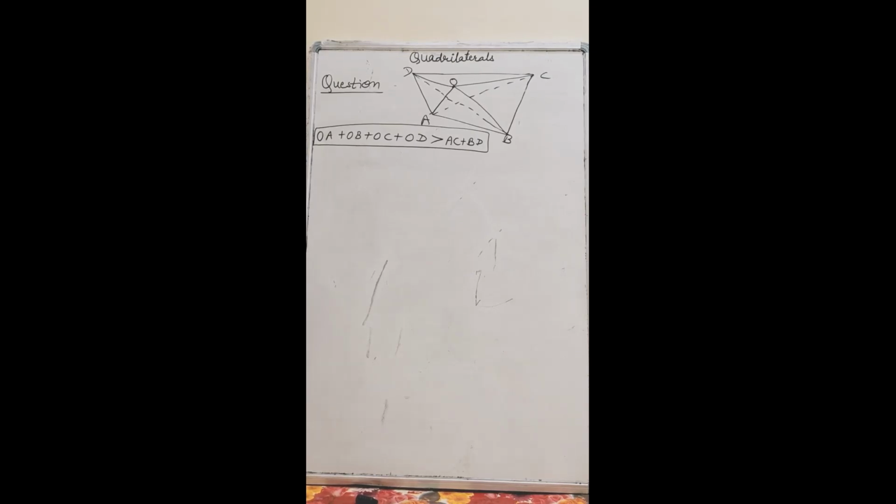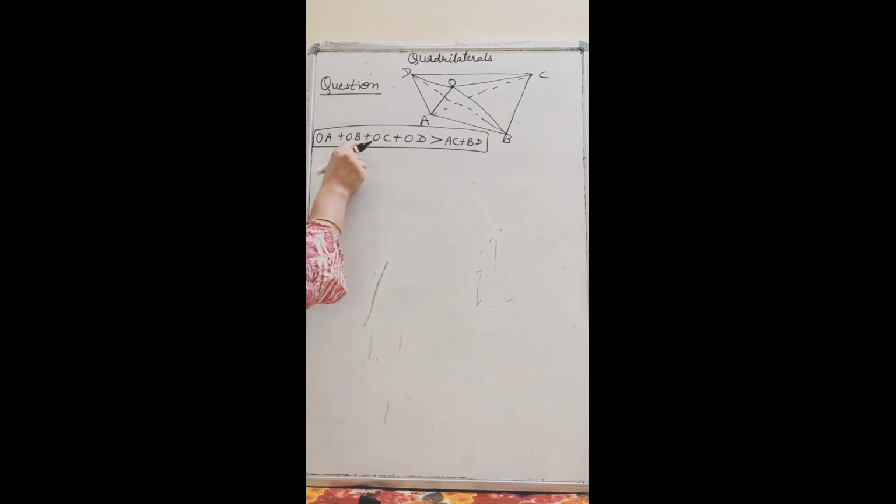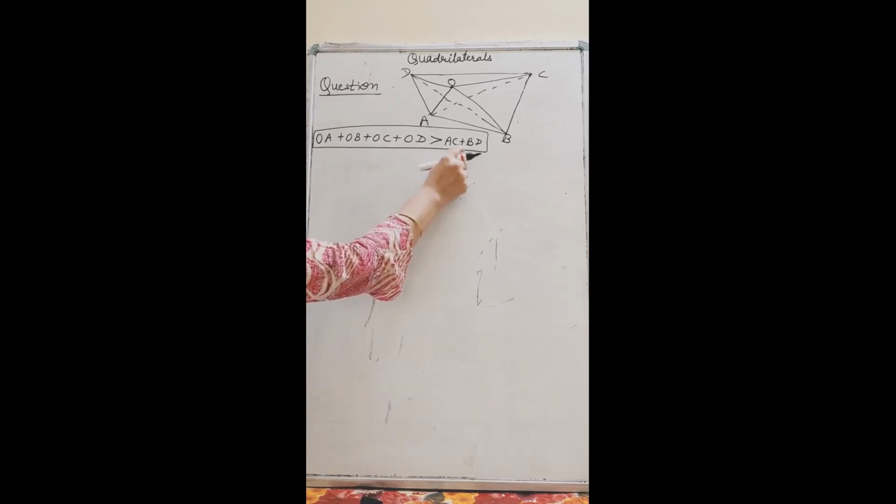In this question, a quadrilateral ABCD is given. O is here any point, and we have to prove here OA plus OB plus OC plus OD is greater than AC plus BD. And for proving this, we will first join B to D and A to C.